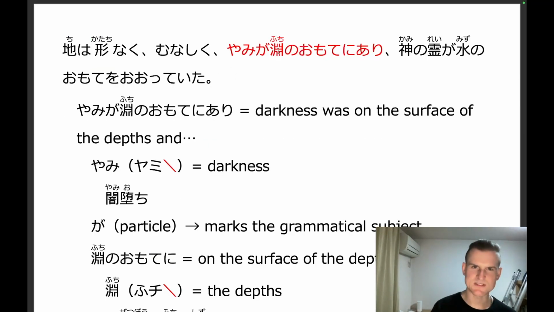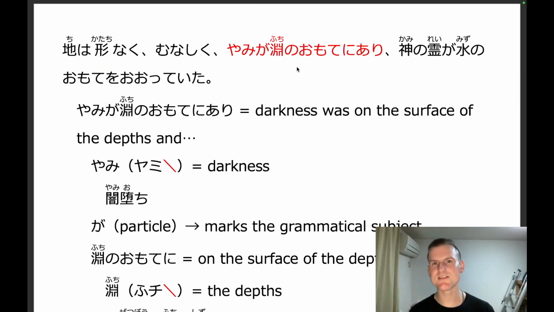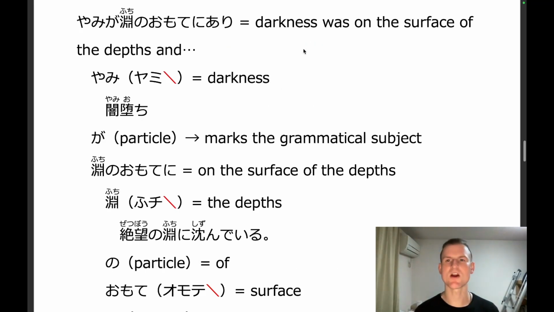Let's take a look. Next we have what's here in the red. Yami ga fuchi no mote ni ari. Yami ga fuchi no mote ni ari. I translated this as "darkness was on the surface of the depths and."